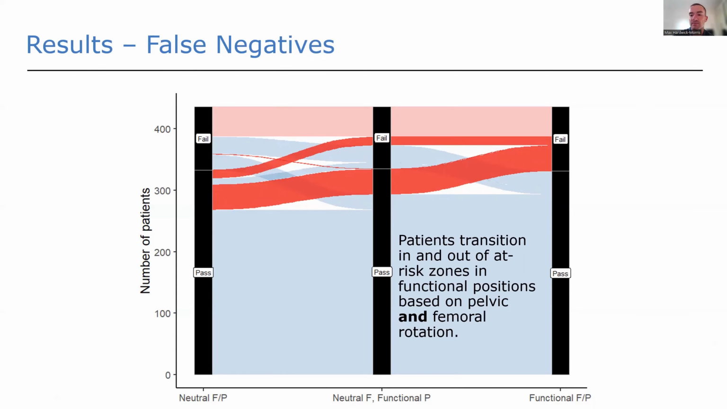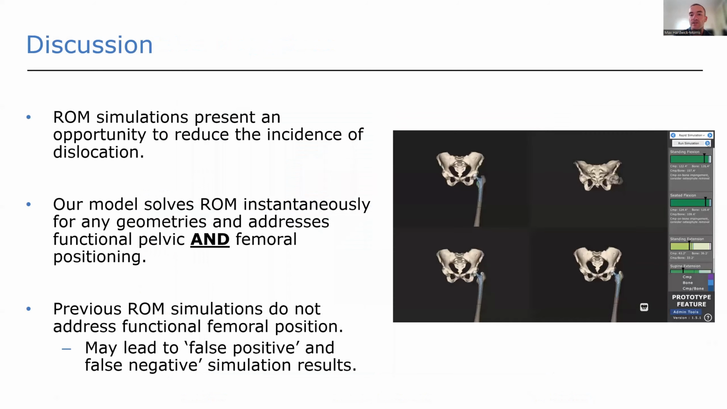So, range of motion simulations present an opportunity for more sophisticated modeling of instability and dislocation risk for patients undergoing total hip arthroplasty. Our range of motion model solves instantaneously for any implant geometry and addresses functional pelvic and femoral positioning, whereas previous range of motion simulations do not.